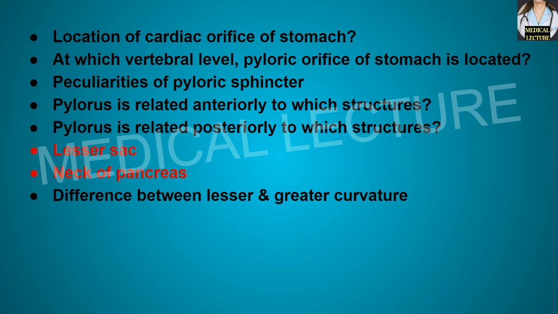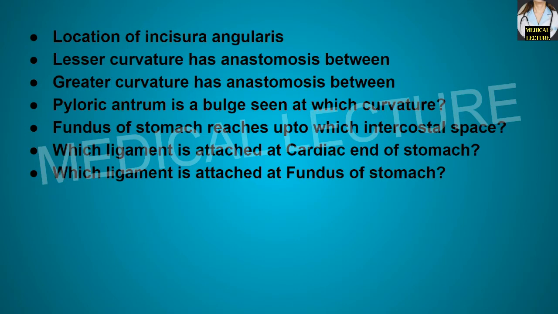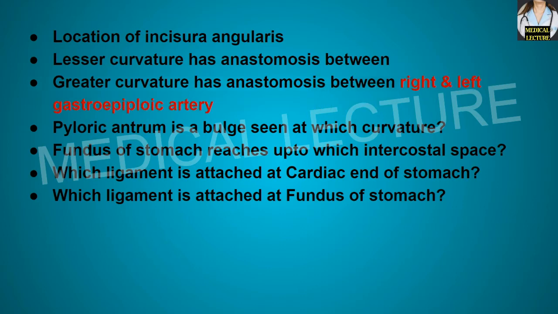What are the differences between the lesser and the greater curvature? So lesser curvature is more fixed than the greater curvature and the lesser curvature is more posterior than the greater curvature. What is the location of the incisura angularis? So incisura angularis is located in the transpyloric plane. Lesser curvature has anastomosis between right and the left gastric arteries. The greater curvature has anastomosis between the right and the left gastroepiploic artery.